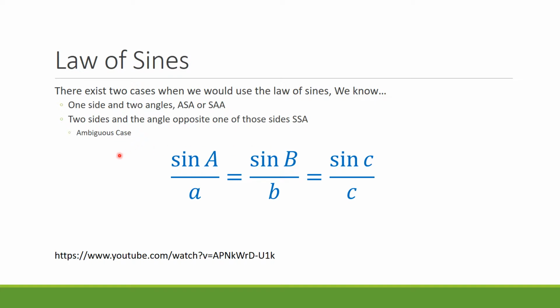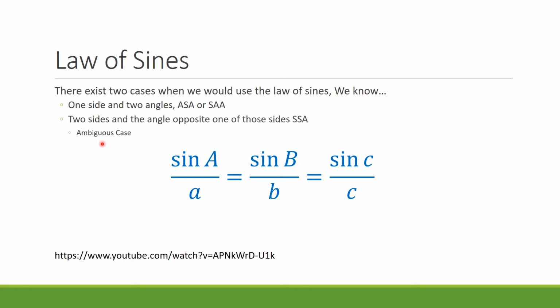So we're going to focus first on the law of sines. When it comes to the law of sines, there exist 2 cases when we would use this. When we know one angle and 2 sides, and this is a notation for writing it, we can either have the angle side angle or the side angle angle. The method for this is all the same. Or when we know 2 sides and the angle opposite of one of those sides. This is the SSA method.